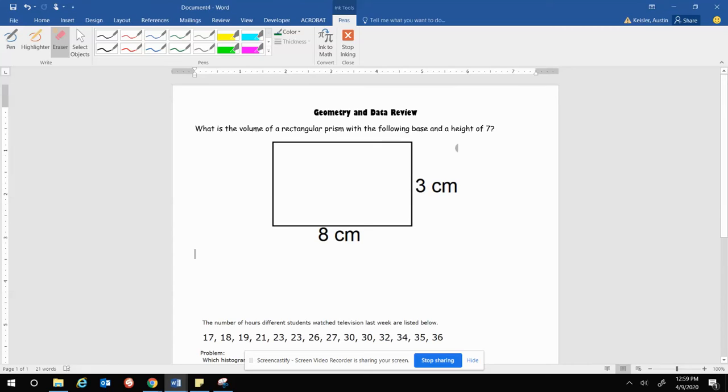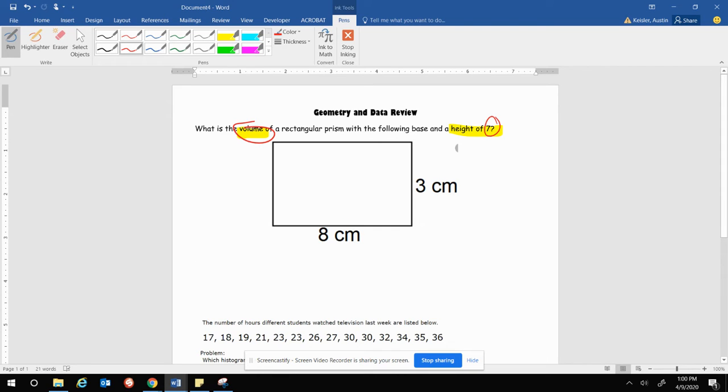All right, we're going to look at a couple more geometry and data questions. The very first one says, what is the volume of a rectangular prism with the following base and a height of 7? I will tell y'all the biggest issue that I've seen with these is we're not reading the questions carefully enough. This is asking for volume, and it gives me three numbers.